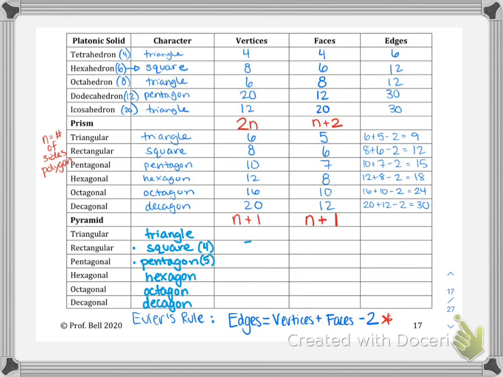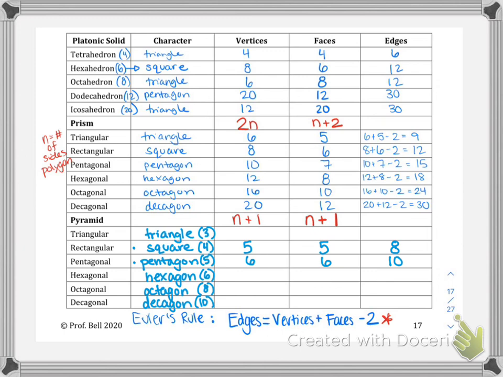So that meant there were 5 vertices, 5 faces, and 8 edges on the square. That's what we had found on the previous slide. And then we repeated it for the pentagon. We had 6 vertices, 6 faces, and 10 edges. Okay, so let's backtrack. We need to fill in the triangle. So we'll fill that in as n equals 3. We know a hexagon is 6, octagon is 8, and decagon is 10. So let's use that to help us fill in the rest of the chart.